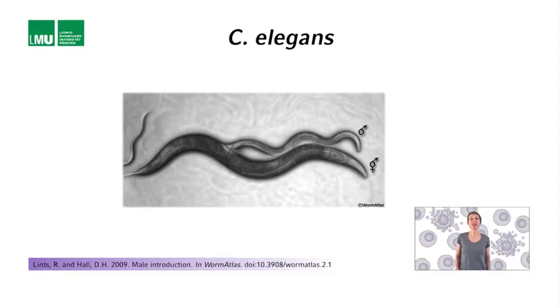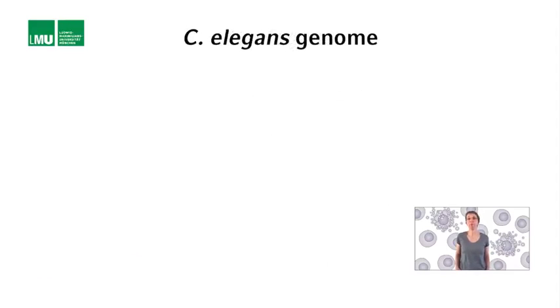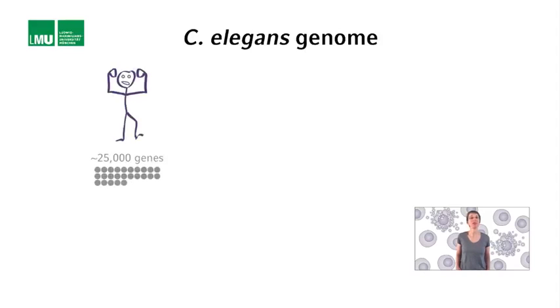Finally, C. elegans has a small and very compact genome, which is also advantageous for genetic studies. The human genome contains about 25,000 genes, and the C. elegans genome contains not much less, about 21,000 genes. However, guess what the difference in genome size is? The difference in the number of base pairs is between humans and C. elegans.